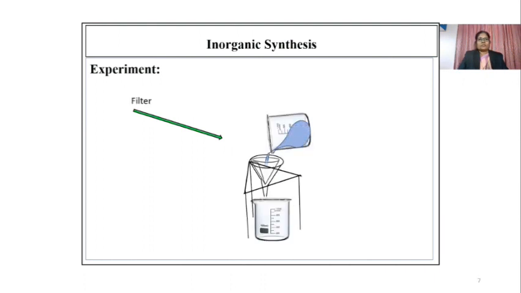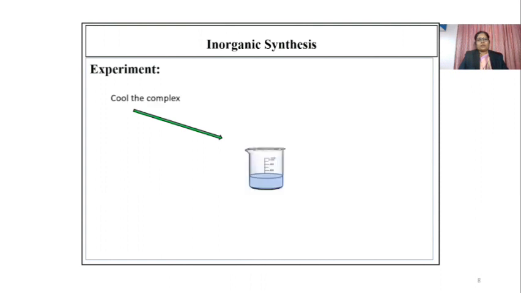If necessary, filter the solution and then cool it. Now, neutralize this solution by using 1:1 HCl. Then add excess amount of HCl, that is about 5 to 10 ml HCl.